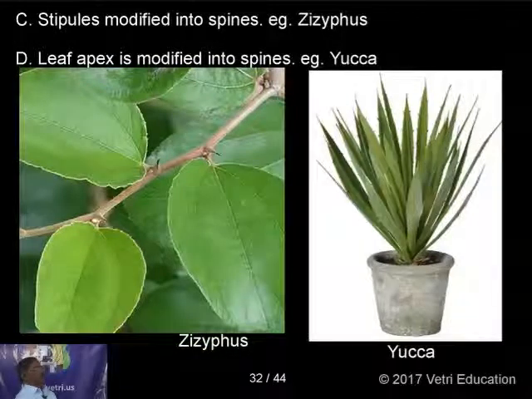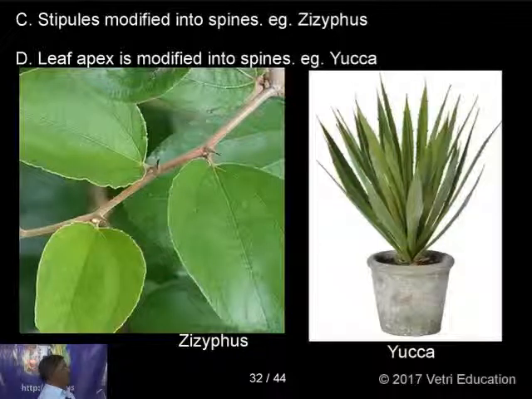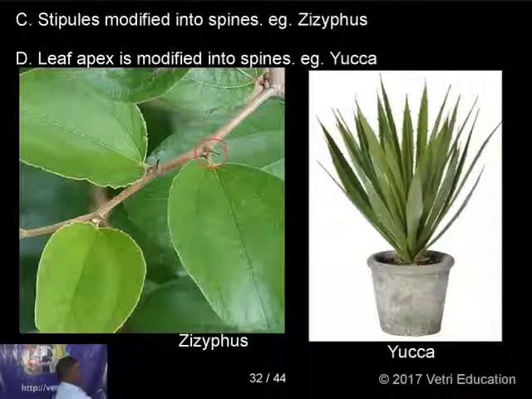Sometimes the stipules are modified into spines. In Zizyphus, here you can see the stipules are modified into spines. Here you can find this is a spine. The stipule is modified into a spine. Here you can find another spine. The stipules are modified into spines.